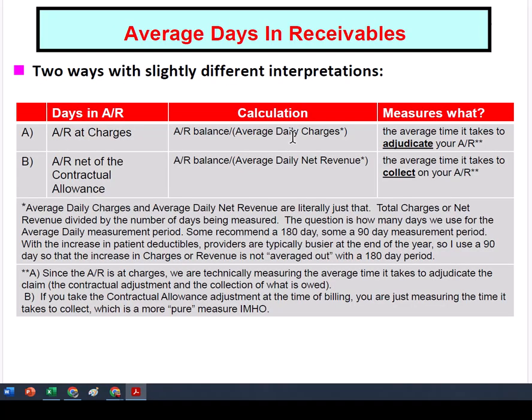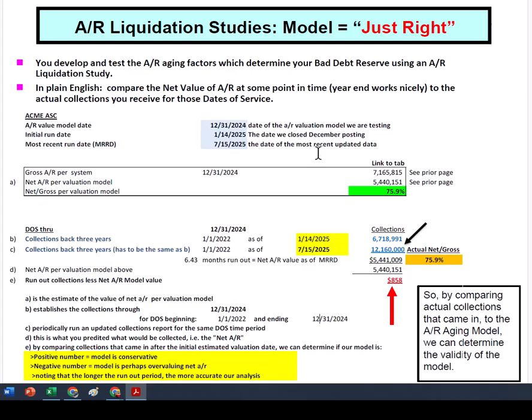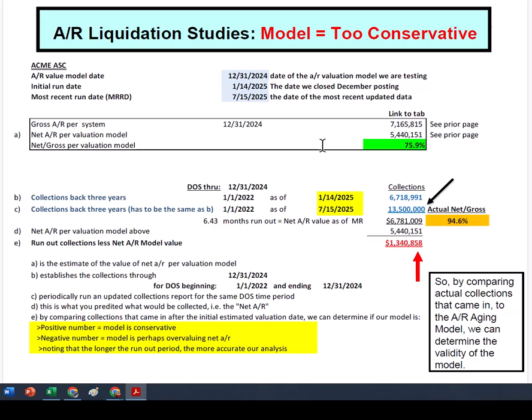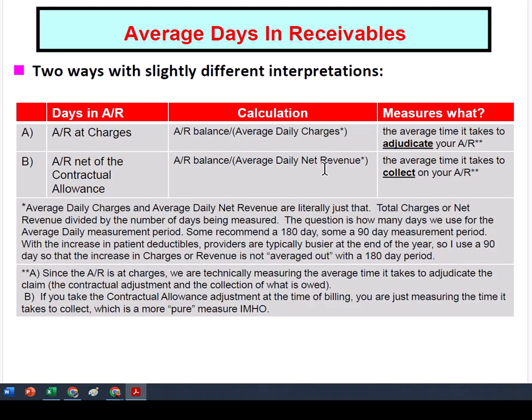So what is one of the most common reports? That's the average days in receivables. It's a great number because it's a good snapshot metric. You're going to have this in the homework. You're not going to have any to do with liquidation. So, average days in receivables.